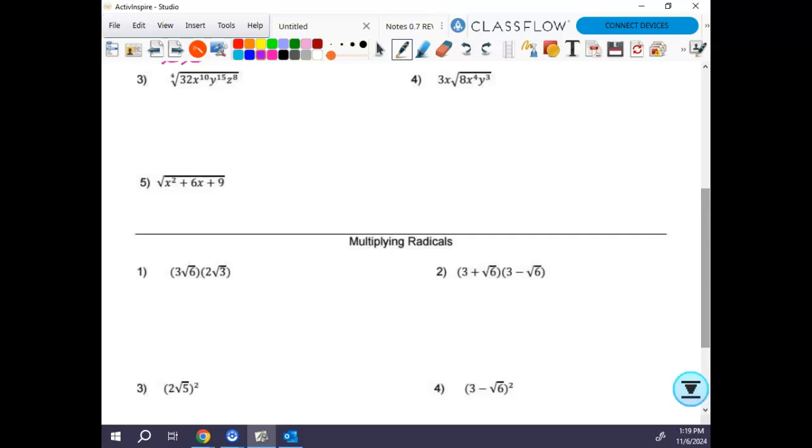Because it's an even root. Okay? Even root gives you i if it's negative. Odd root gives you the negative out. Okay? All right. So then we're going to kind of start the same way here.